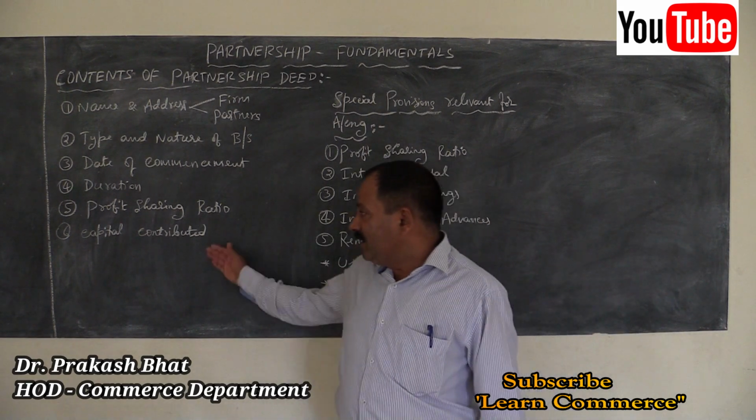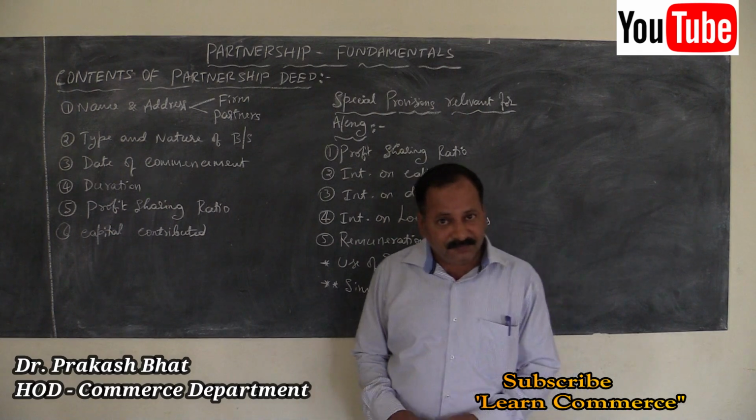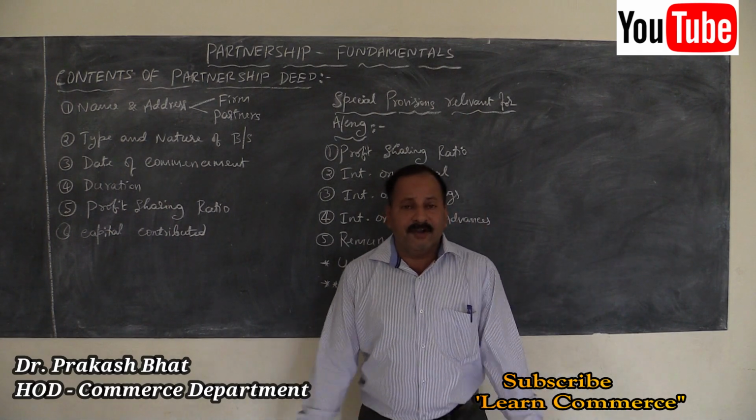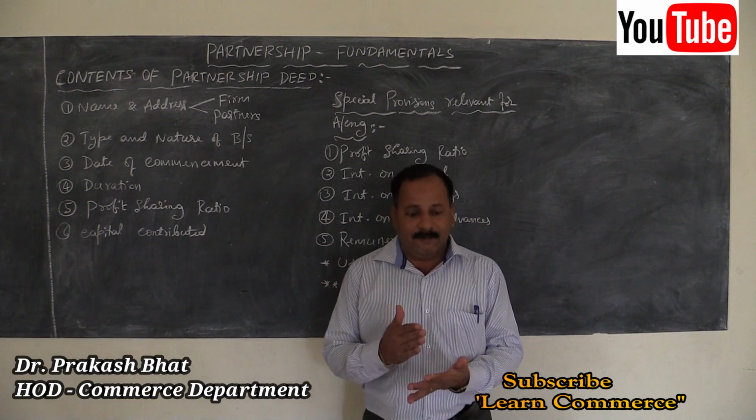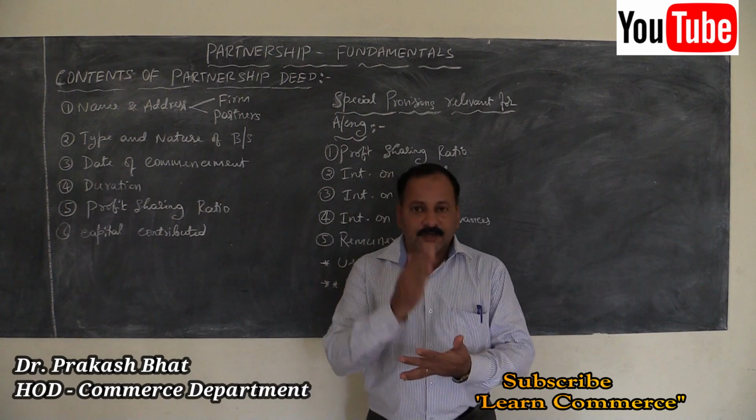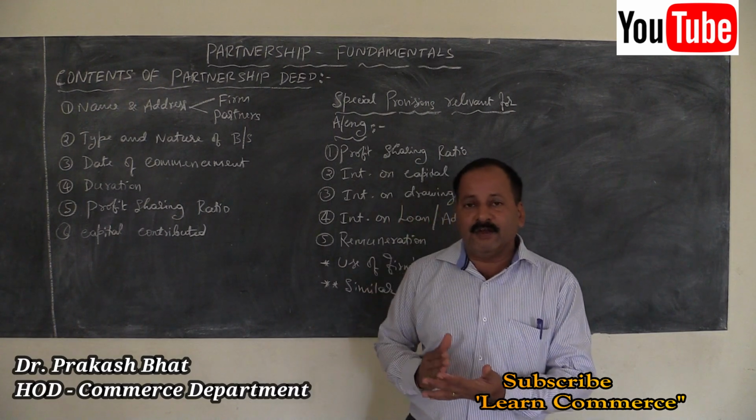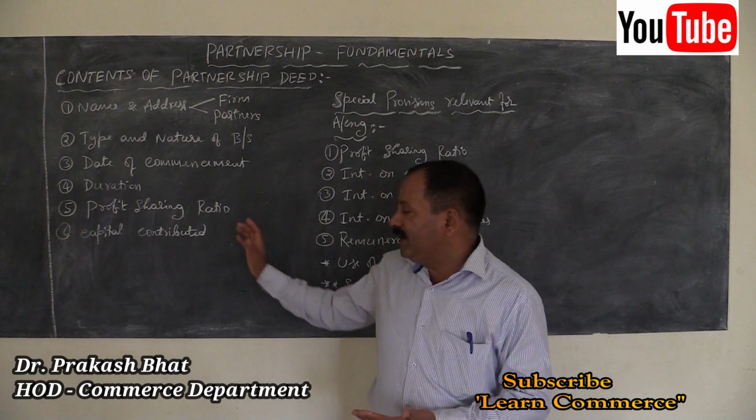The next one is capital contributed. How much capital is contributed by each of the partners, like Mr. A, Mr. B, Mr. C. Mr. A has contributed 1 lakh, Mr. B has contributed 50,000, like that. That should be mentioned in the partnership deed.